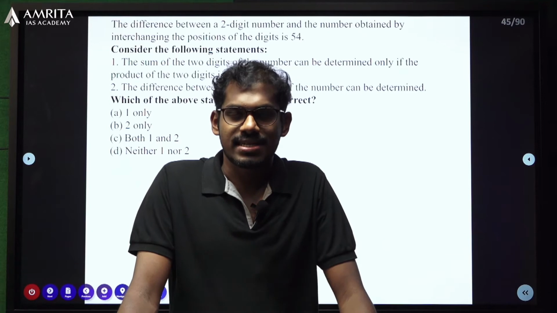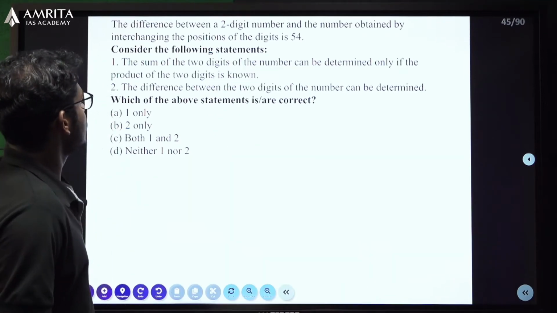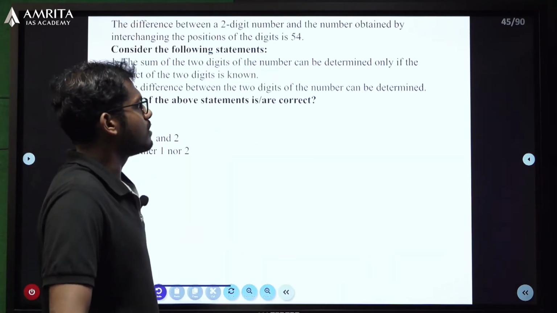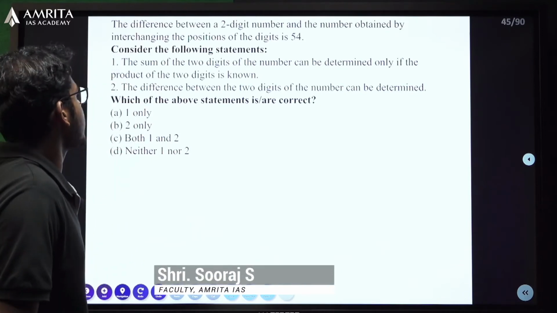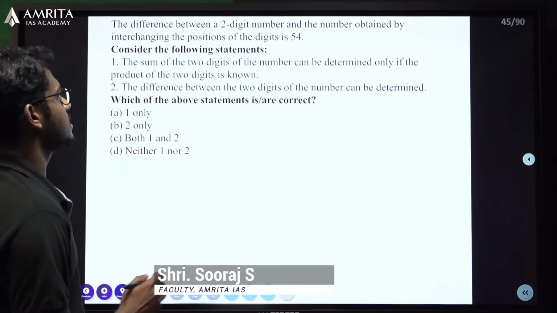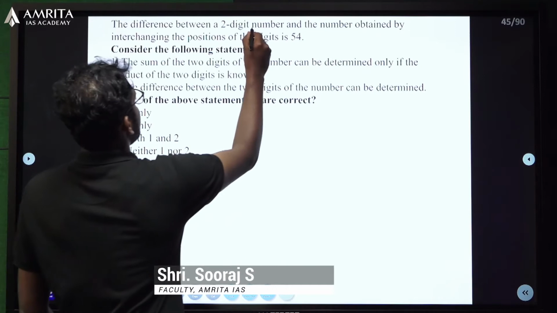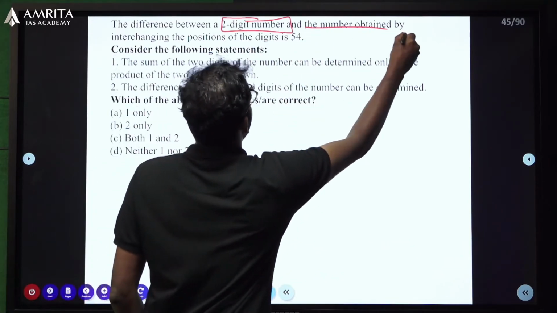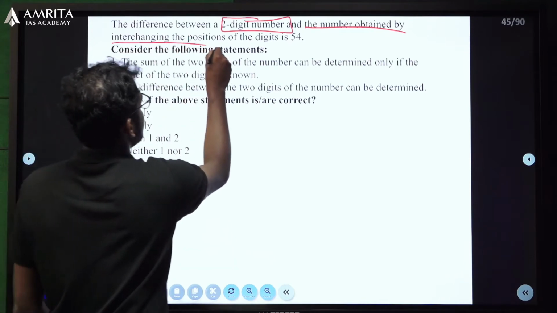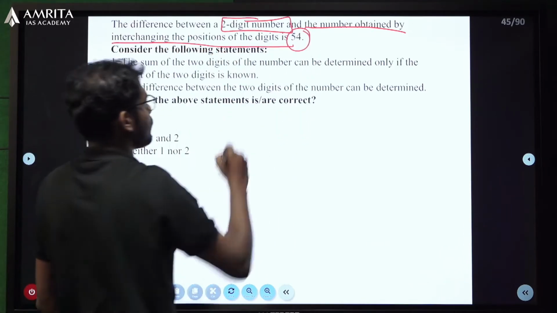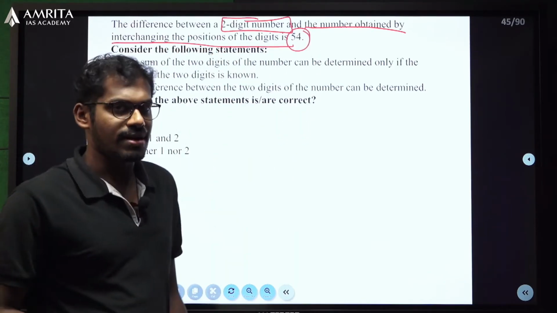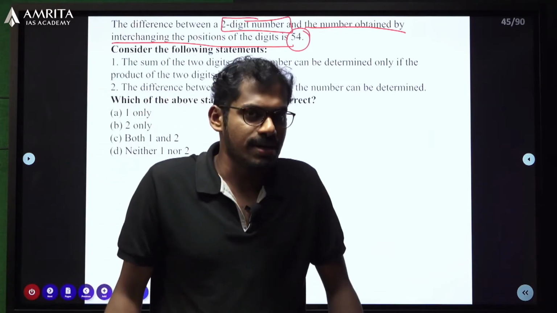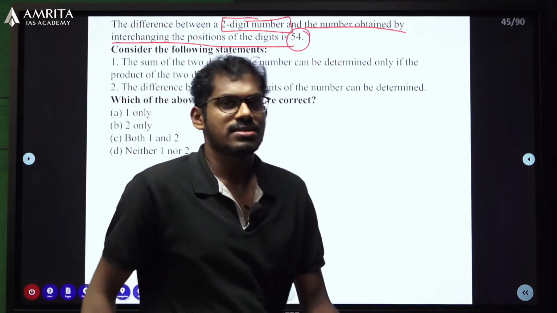Welcome to CSAT session. The question is: the difference between a two-digit number and the number obtained by interchanging the positions of the digits is 54. We have practiced a similar kind of question in the last session, right?